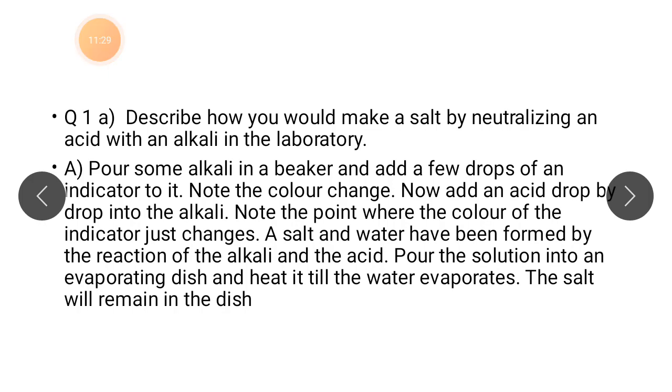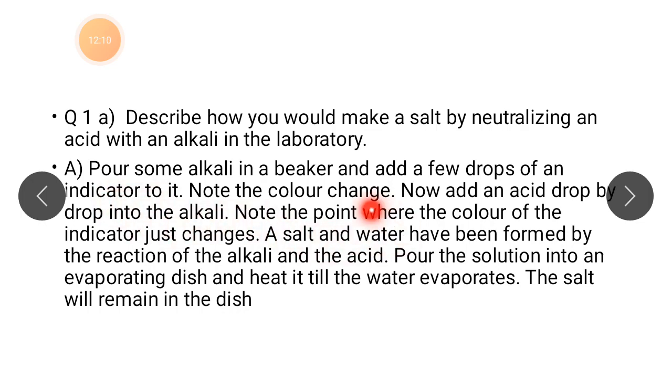Question number 1. Describe how you would make a salt by neutralizing an acid with an alkali in the laboratory. So what you have to do, you have to pour some alkali in a beaker, and add a few drops of an indicator to it. Okay, note the color change. Now this is another process also. There is a chemical substance that is known as an indicator.